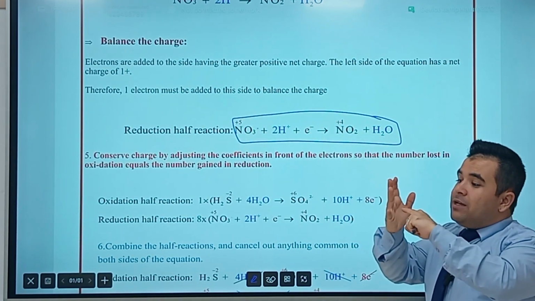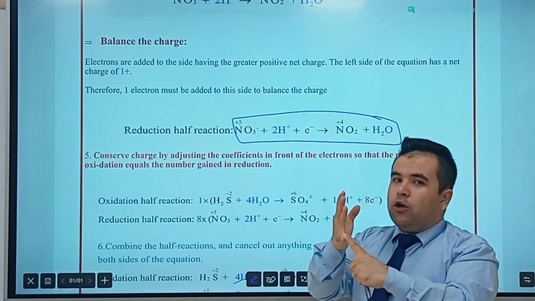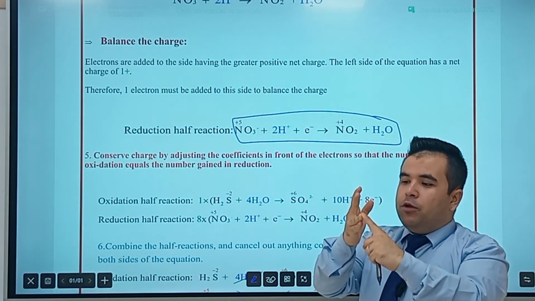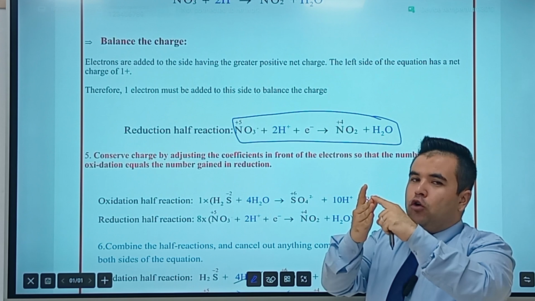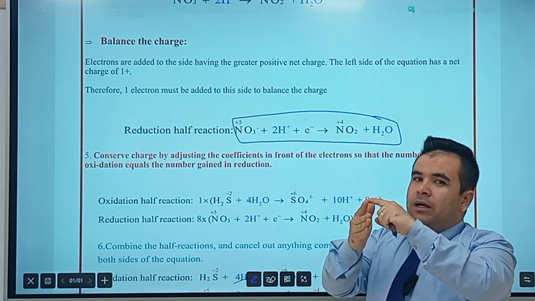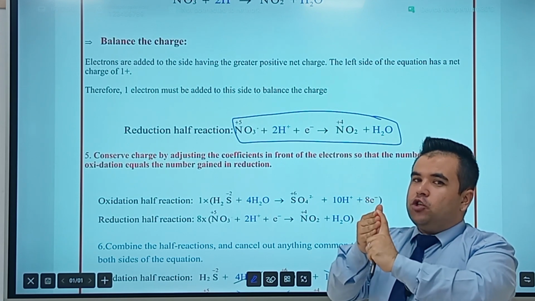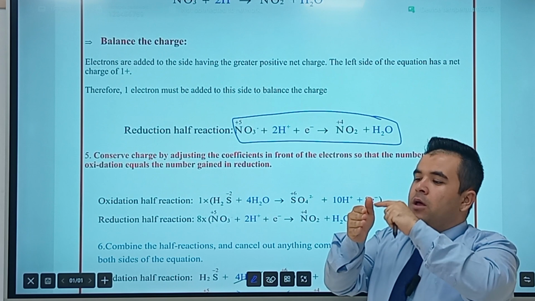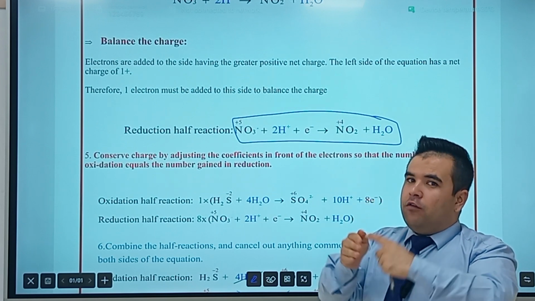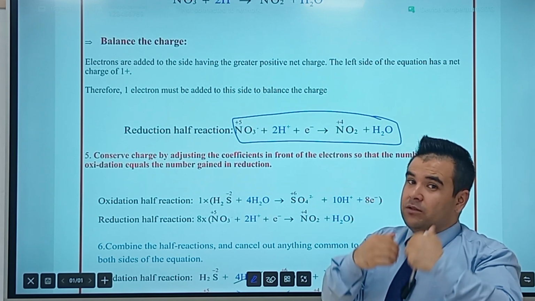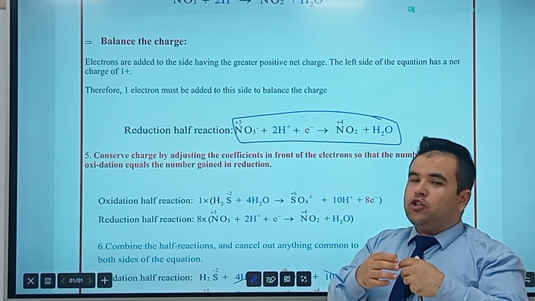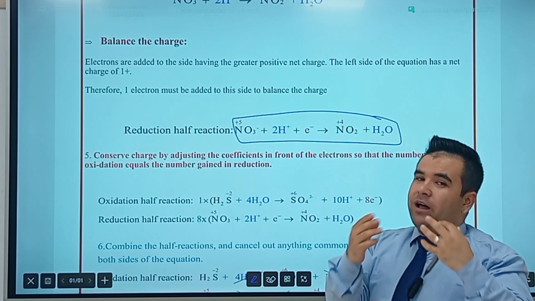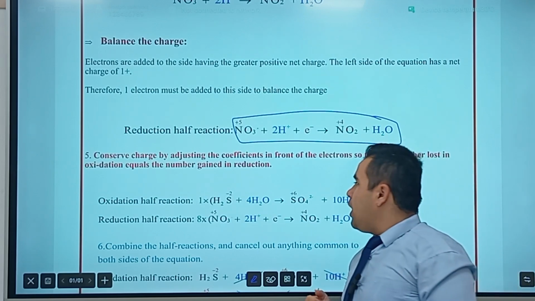So first we have written the formula equation, the overall ionic equation, assigned the oxidation numbers, taken those species which are oxidized or reduced, and taken the oxidation half, balanced for the atoms and the charges. Then take the reduction half, balance for the atoms and the charges.